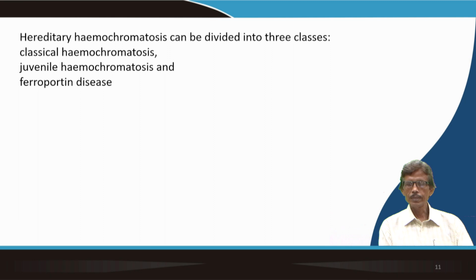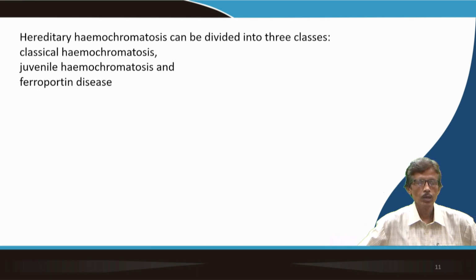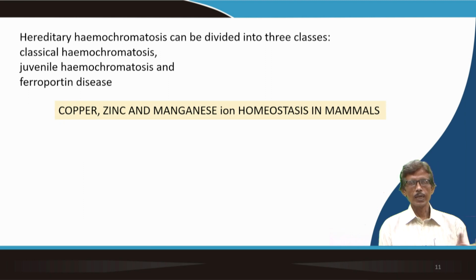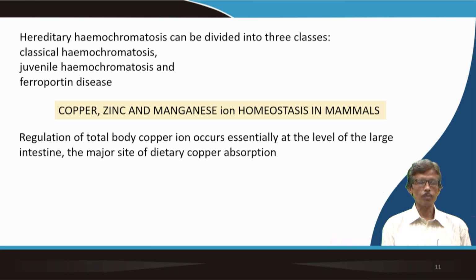So, one such disease related to hemochromatosis is, one, the classical type, another, the juvenile type, and another related to ferroportin disease. So, once you know there is improper assimilation or improper homeostasis, then we can correlate that we can have some diseased conditions. Like that with iron, we can think about the other three metal ions in a similar fashion.